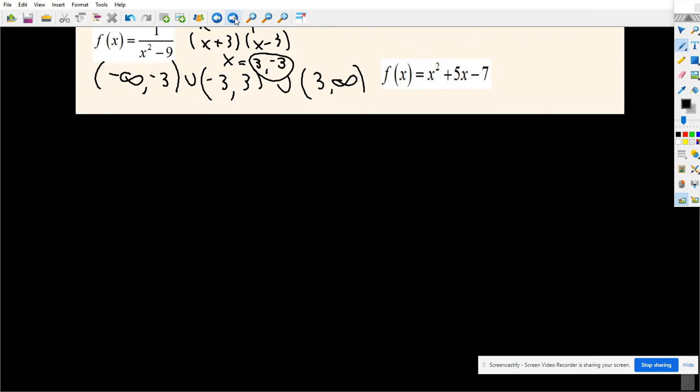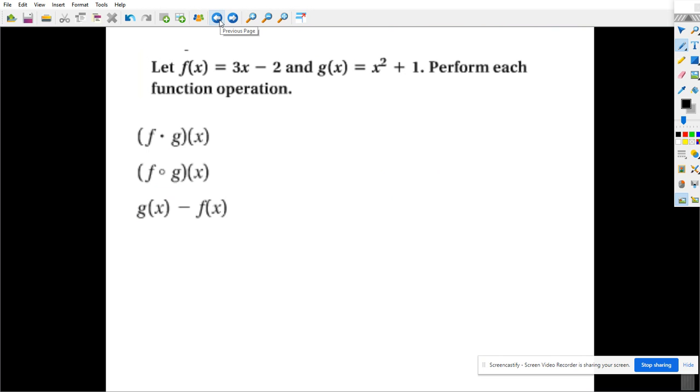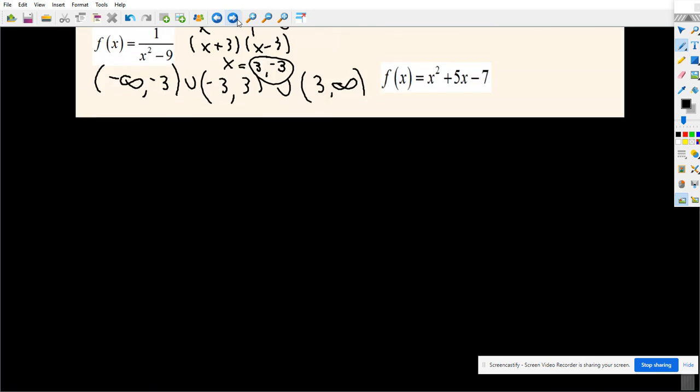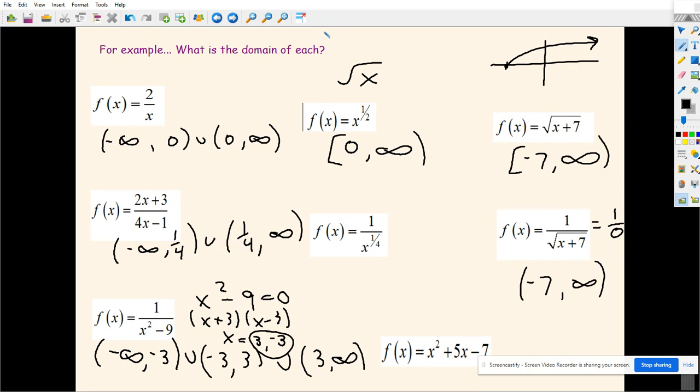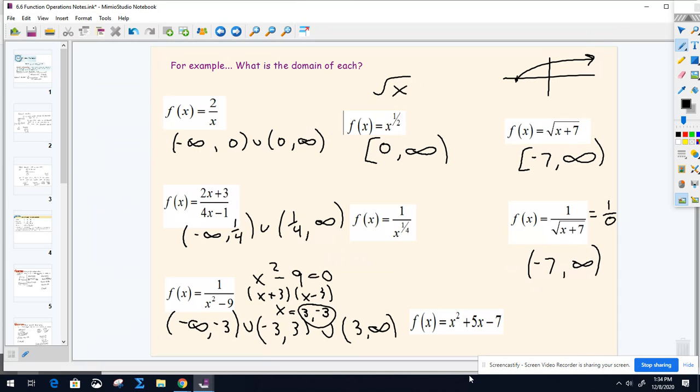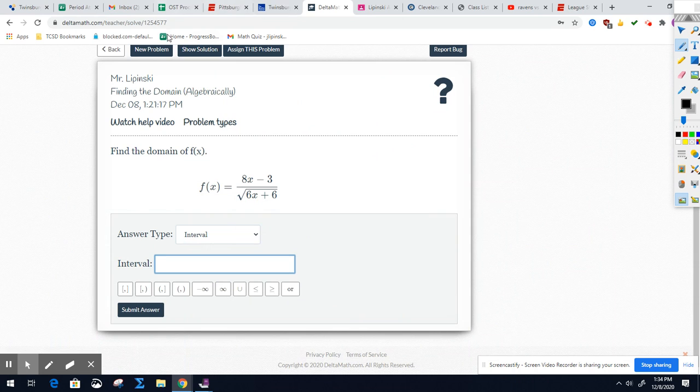So I want to look at, let's see, now we're going to save all this stuff for B. Okay, so let's take a look at a couple homework problems just so you can see right here.